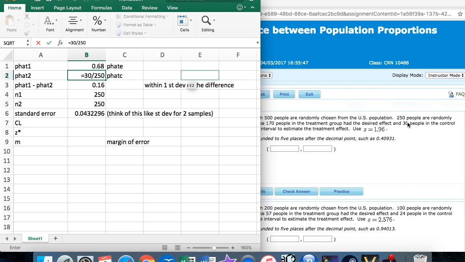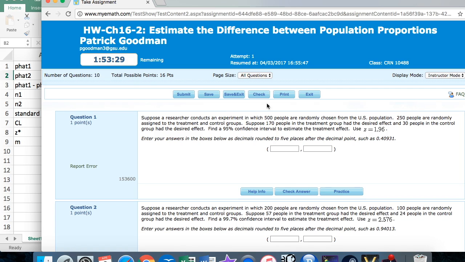So maybe the placebo or this control group, they knew what was going on. Okay, so there we go. So 30 people with control effect.